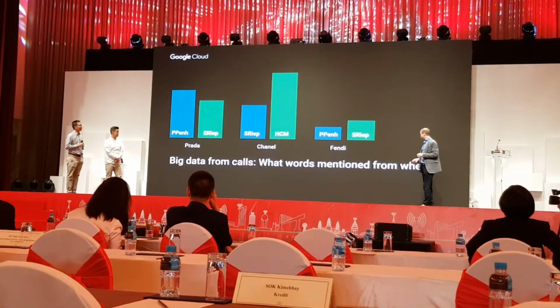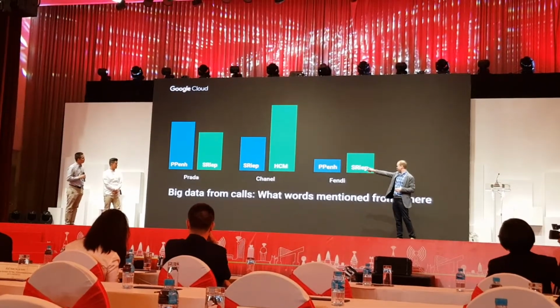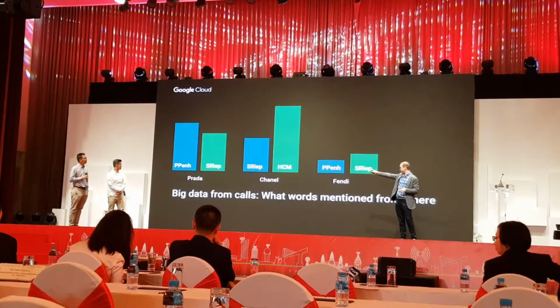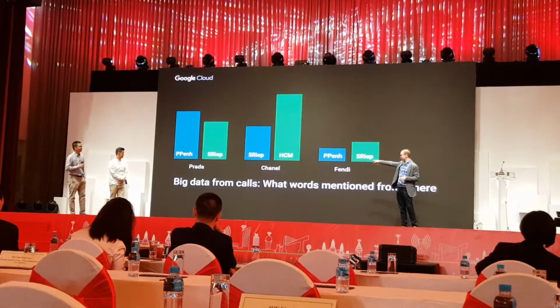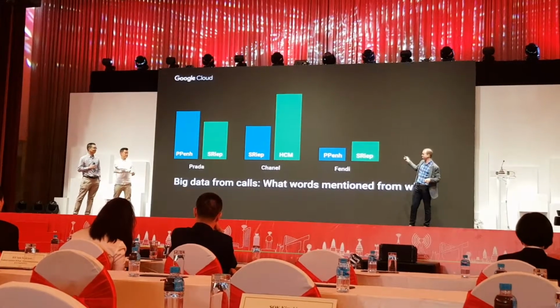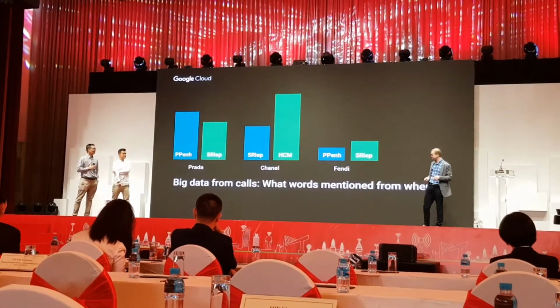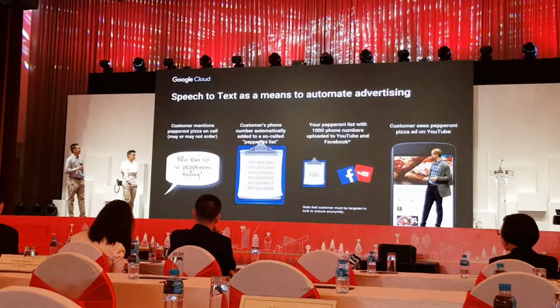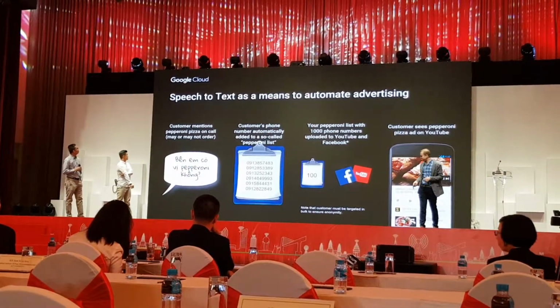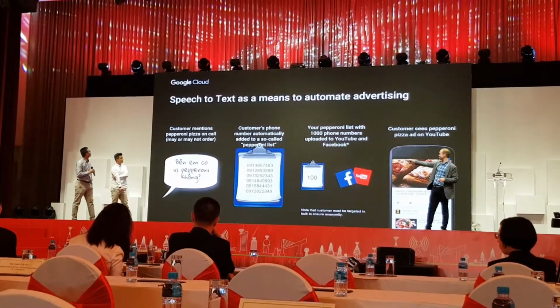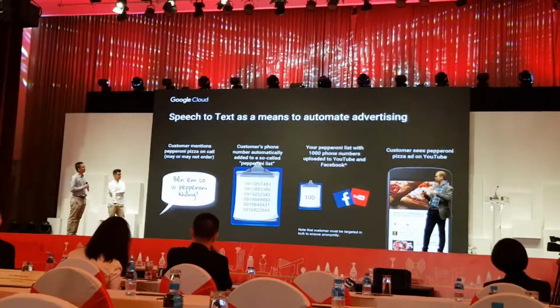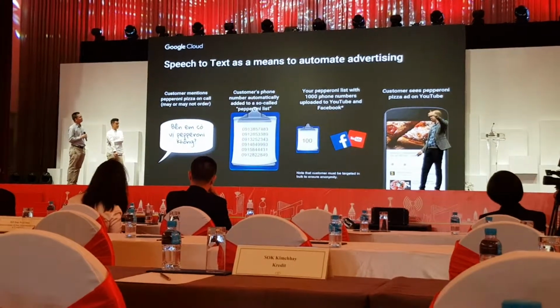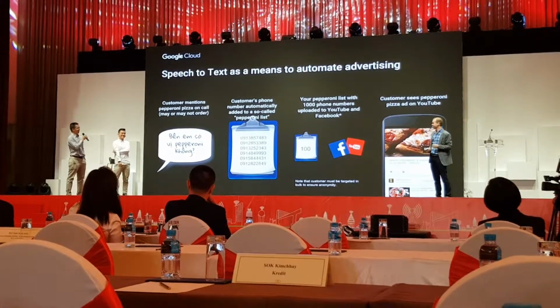Okay, and you mentioned big data as well, so we can see people in Phnom Penh are mentioning Prada more than in Siem Reap, but in Ho Chi Minh City, maybe they're mentioning Chanel, things like that. So we can do some data analysis on the phone calls, yeah? Yeah, sure. Great. Okay, and advertising as well. This is a Vietnamese example, but somebody phones and they mention pepperoni pizza. That means that later on we can advertise to a group of pepperoni pizza lovers. Is that right? Yeah, sure.